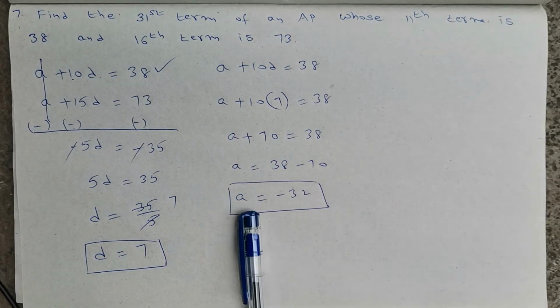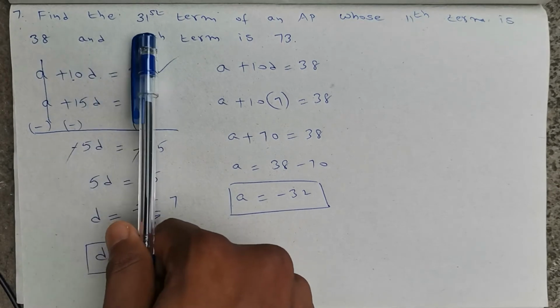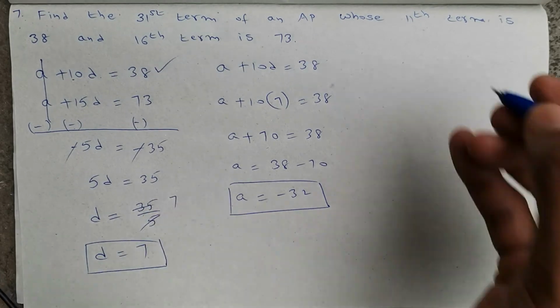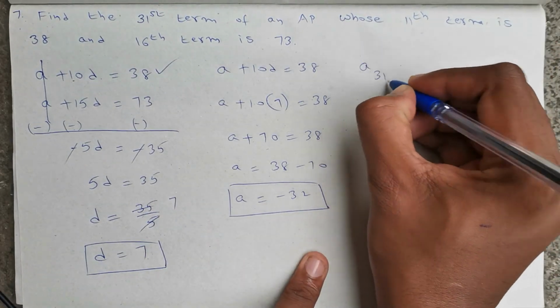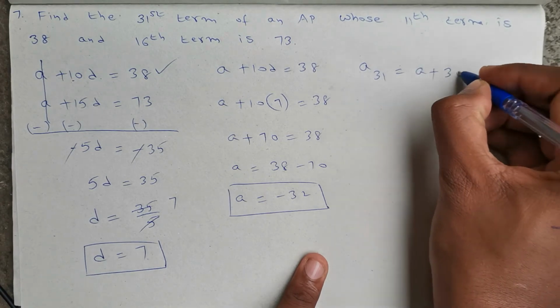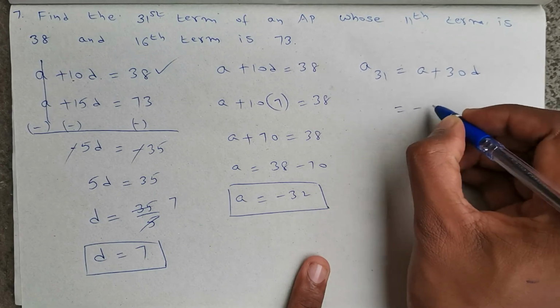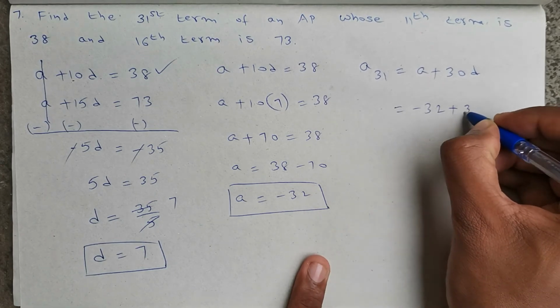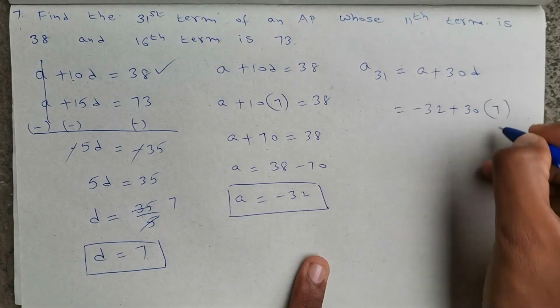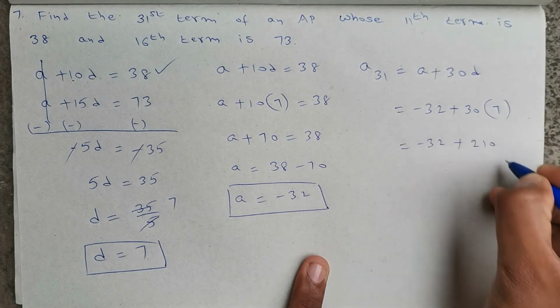Now we have a value minus 32 and common difference 7. We need to find the 31st term. So a31, 31st term, is a plus 30d. So a value minus 32 plus 30 into common difference 7, which is equals to minus 32 plus 30 sevens are 210.